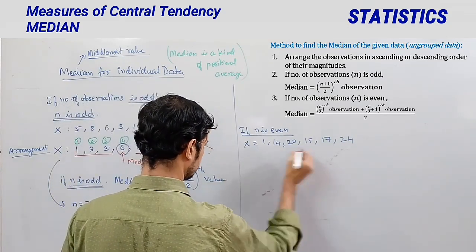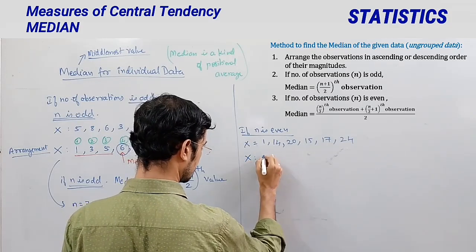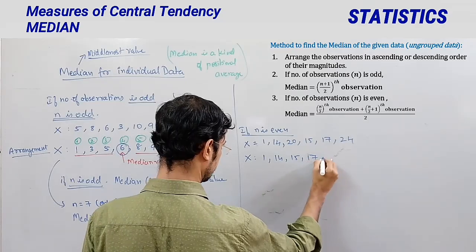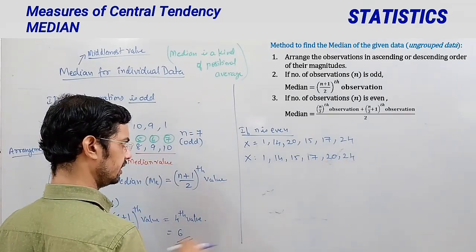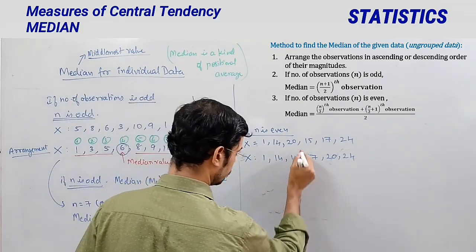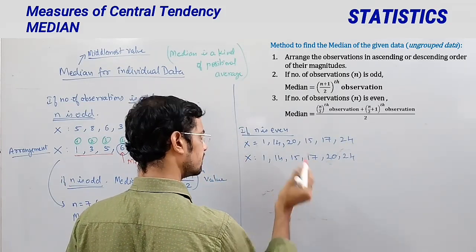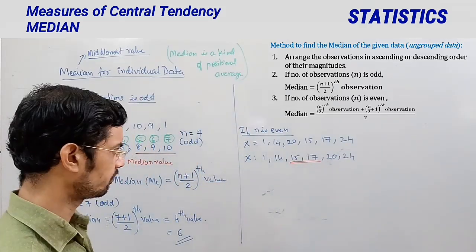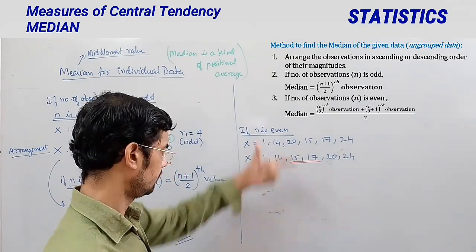First thing is we need to arrange the data: 1 first, then 14, then 15, then 17, then 20 and then 24. We have already arranged them. Now see, we do not have a central value, so we take the middlemost two observations which come at the center, and their average will be taken as the median.